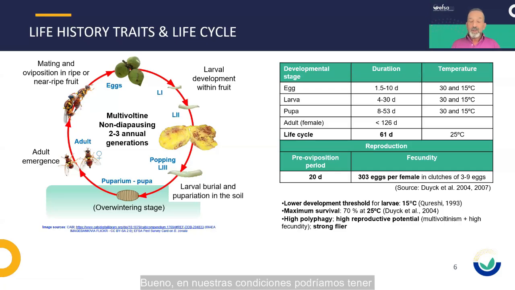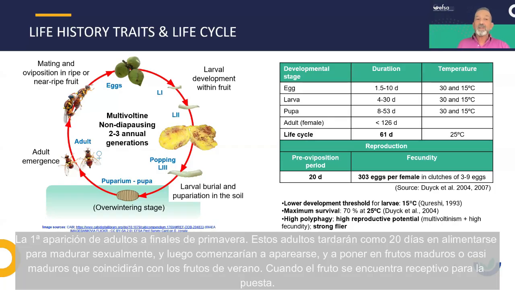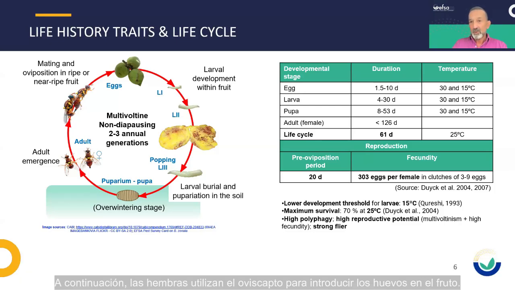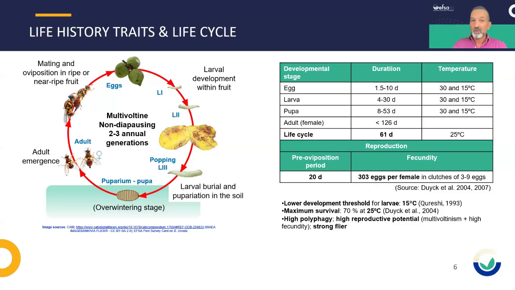Well, in our conditions, we could have the first emergence of adults in late spring. These adults will take about 20 days feeding to mature sexually, and then they would start mating and ovipositing in ripe or near ripe fruit. That would coincide with summer fruit when this fruit is available for oviposition. Then the females would use the oviscapt to introduce the eggs in the fruit.